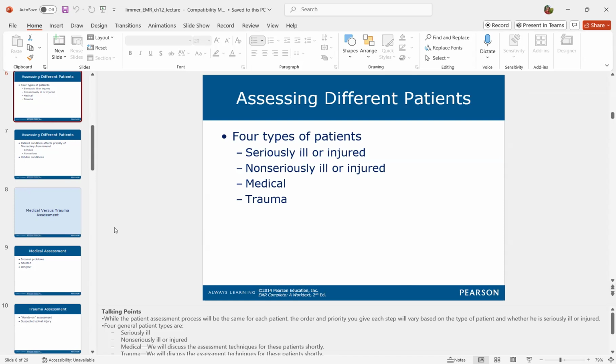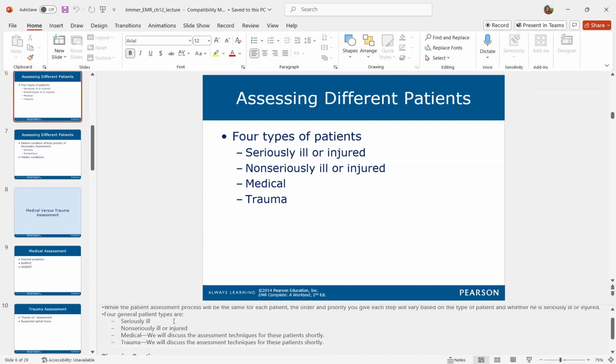So you walk into a client's home and they're laying on the floor. Is it a trauma or is it a medical? Or did they have a medical event that then led them to fall and hit their head on something? So it's kind of both medical and trauma. So we're just trying to figure out what initially is going on with our patients.